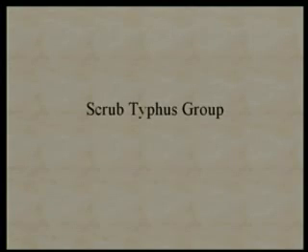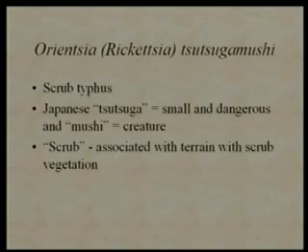All right, the last group is the scrub typhus group, and the organism here is Orientia tsutsugamushi. This comes from the Japanese, where this disease is found. Tsutsuga is small and dangerous, and mushi is creature. So this is a small and dangerous creature.